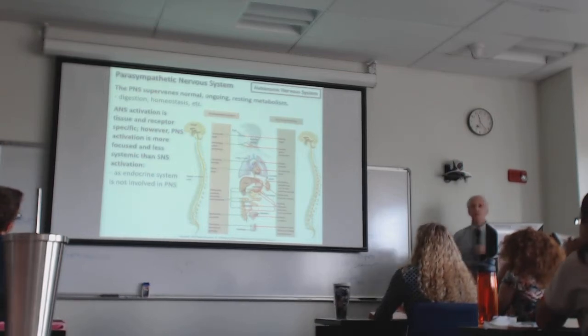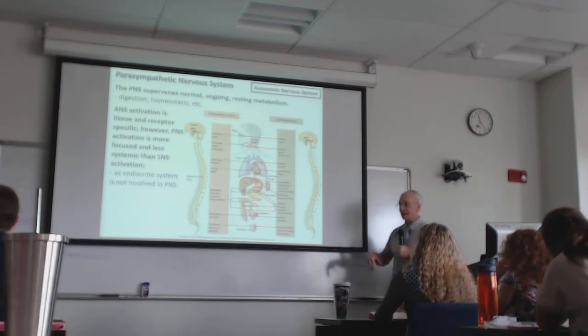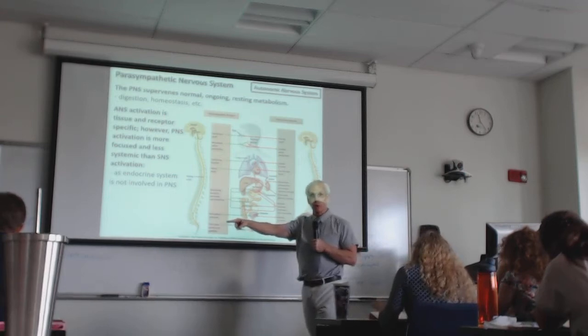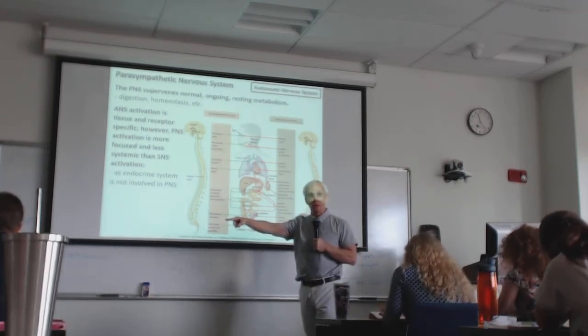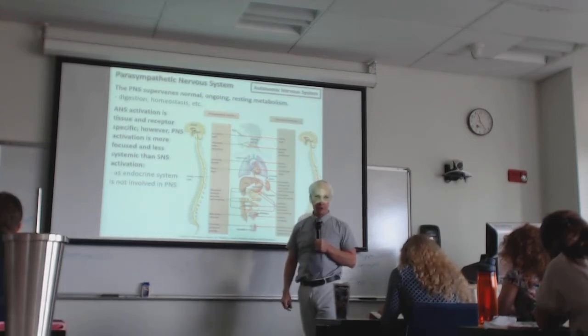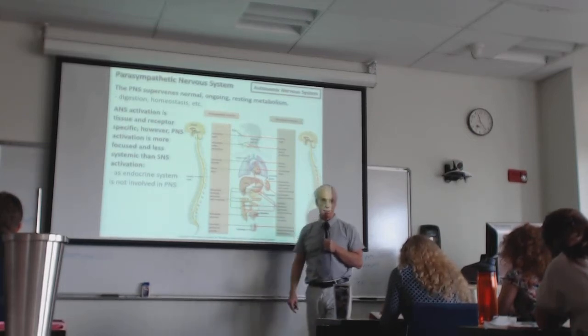By contrast, parasympathetic activation tends to be much more focused. In parasympathetic activation, it's usually a single tissue or single system that's affected. Not so much the case for sympathetic activation. Sympathetic is more all or nothing.